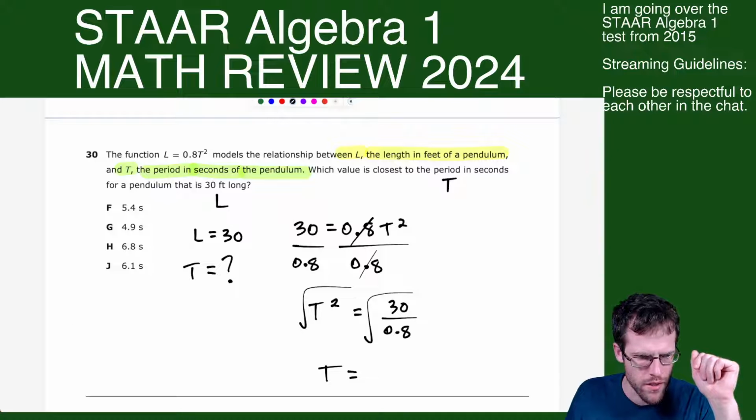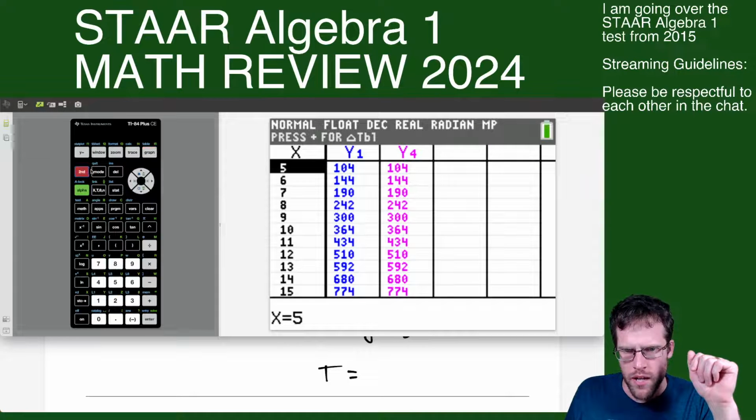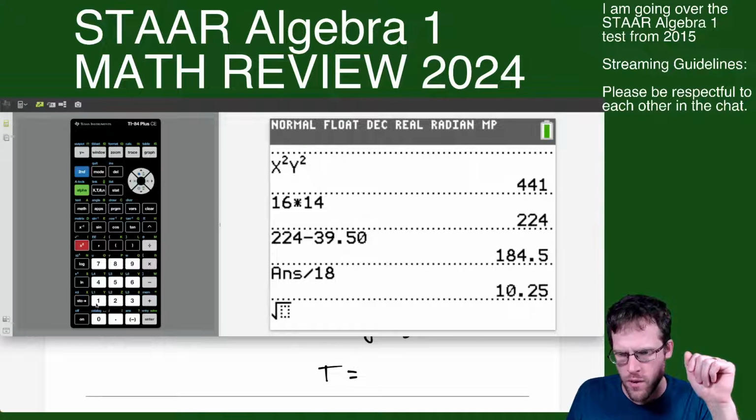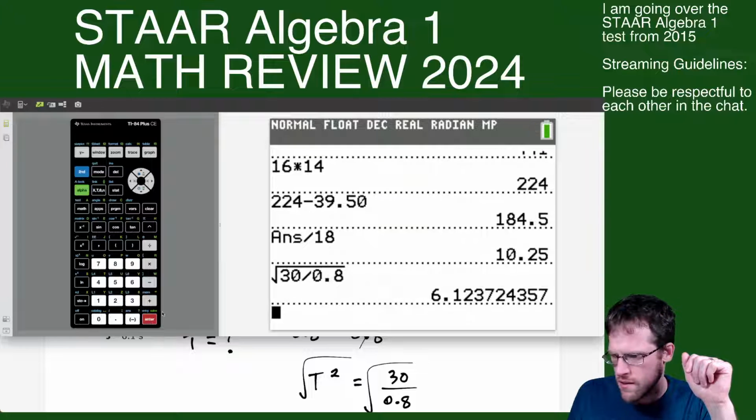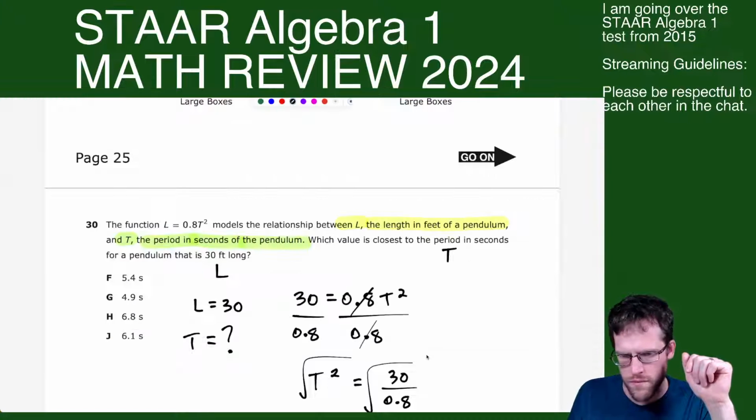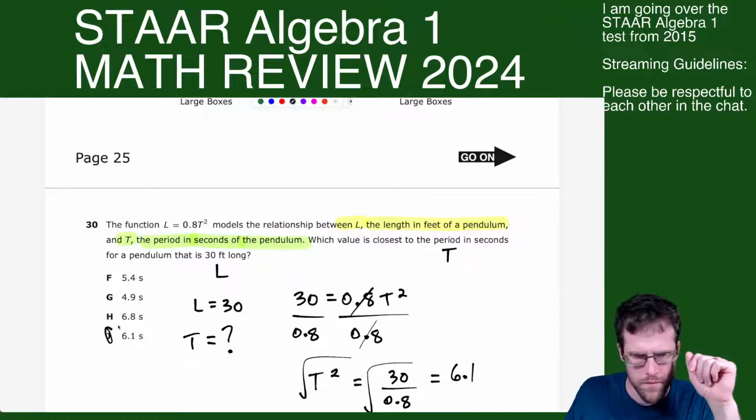All right, so let's see. Second mode, and then second x squared. I've got 30 divided by 0.8. 6.1. Okay, so 6.1. There it is.